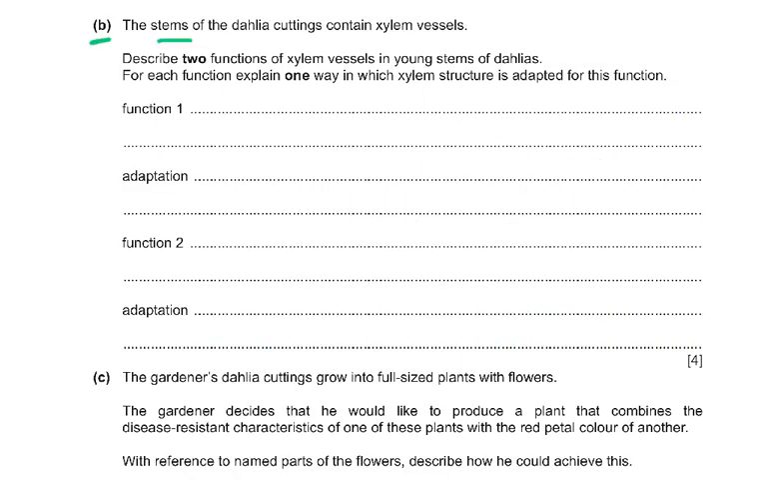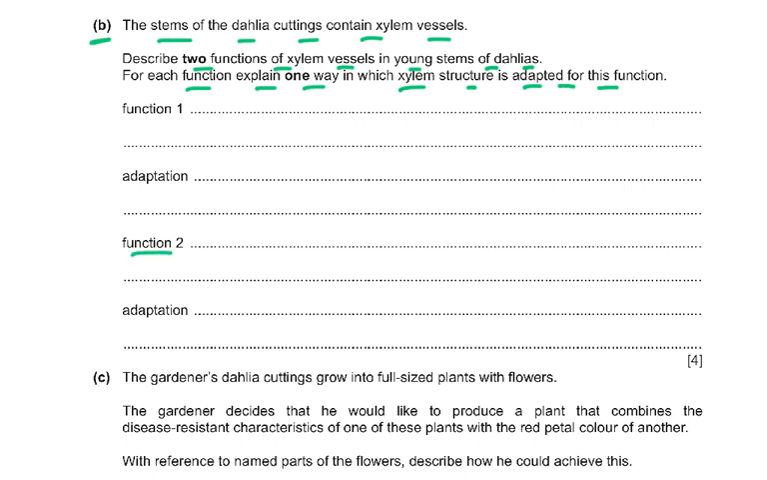B part of the question, the stems of the dahlia cuttings contain xylem vessels. Describe two functions of xylem vessels in young stems of dahlia, and for each function explain one way in which the xylem structure is adapted for their function. So the function is xylem vessels transport water and minerals, or water and ions. Adaptation, they are long, thin, there are no end walls, and they are hollow tubes, and there's no cytoplasm in them. The other function is mechanical support, which keeps the stem upright, and this would be function 2.